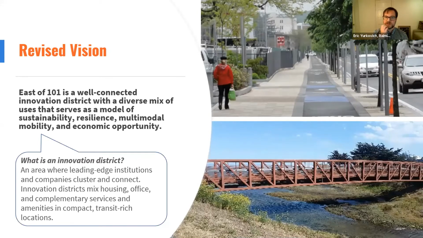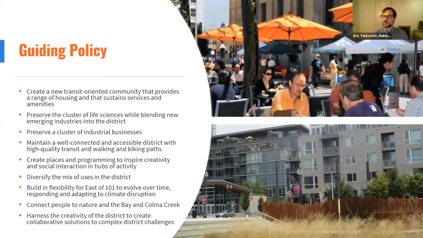And so under that vision is a series of guiding policy. This flows out of that vision statement and what we heard. So, to create that transit-oriented community, to preserve that cluster of life sciences while blending in other new emerging technologies, preserving industrial businesses in the area, making sure that the district is well connected, both through high quality transit, but also pedestrians and bikes in the district and then across the 101 corridor, and then creating places and programming to inspire creativity. So just creating those wonderful places where people actually want to go and to be.